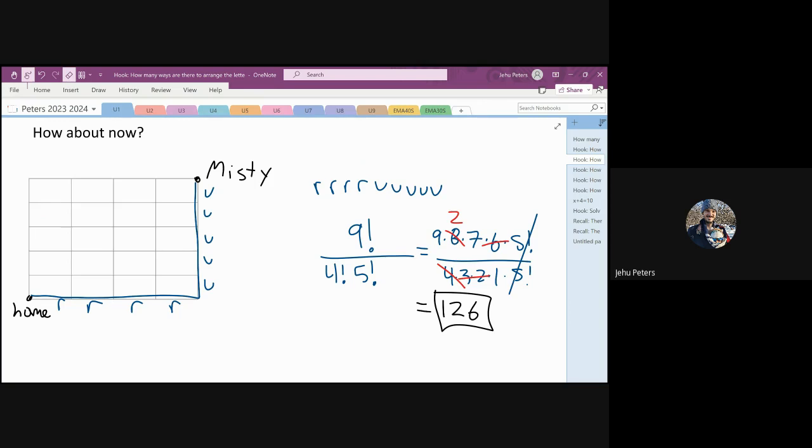And of course, if you're bored on a weekend, you're welcome to try to draw them all out. But why would you? Once you've got a formula, you can solve this question nice and quick.